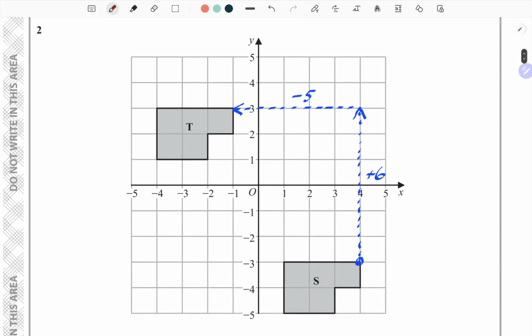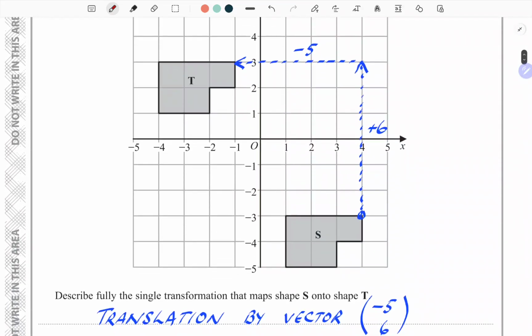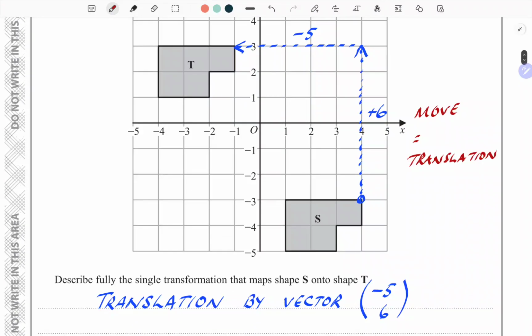Question number 2. This is a translation because you are moving it. Moving a shape equals translation. The shape doesn't change. The orientation, meaning which way up it is, doesn't change. Everything else remains the same, just the position changes. So that's a translation.